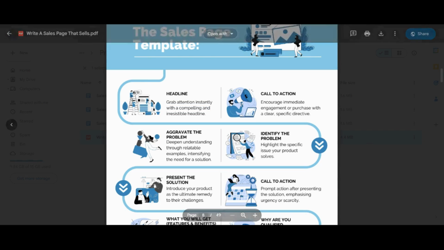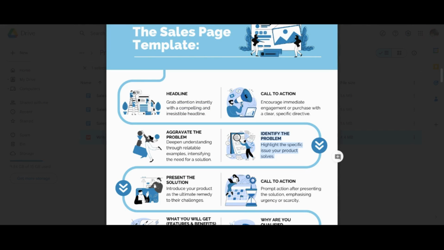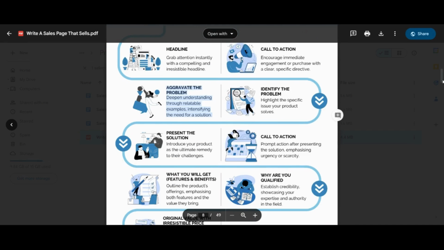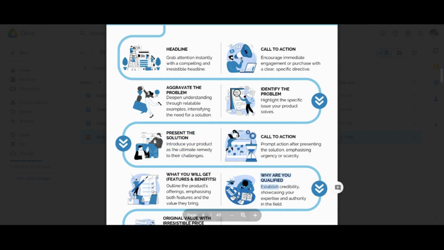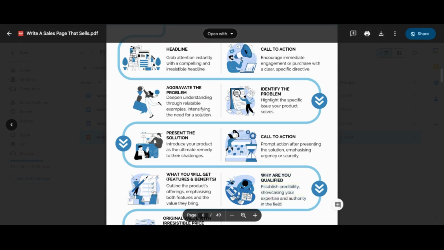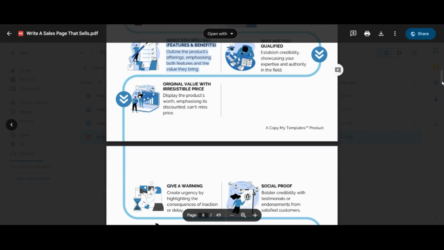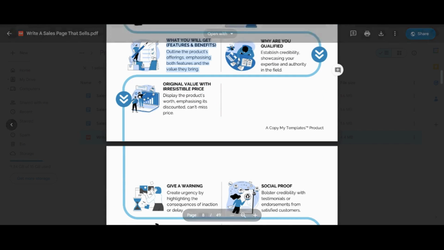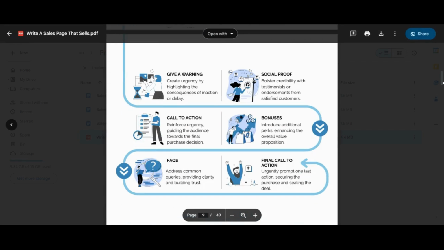Then I've recommended sections where you can talk about the reader's problems so they start identifying with what you have to say. Then you can present the solution or your offer or product and talk about why you are qualified to give them the advice or recommendations you're giving. You can list the features and benefits of your product, talk about the value that they will get when they purchase your product or program. You can list the price, include any social proof or testimonials, bonuses, and then FAQs.